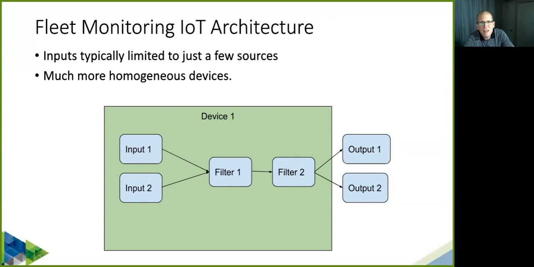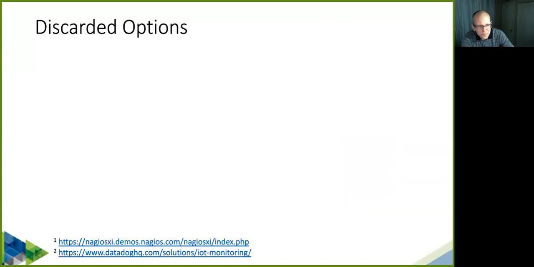But the rest of the system is going to be pretty similar. You're going to have filtering capabilities on the device. You're going to have the ability to output to multiple devices. So that's the primary difference here: you can have a much more homogeneous infrastructure pulling information mainly from the device itself.